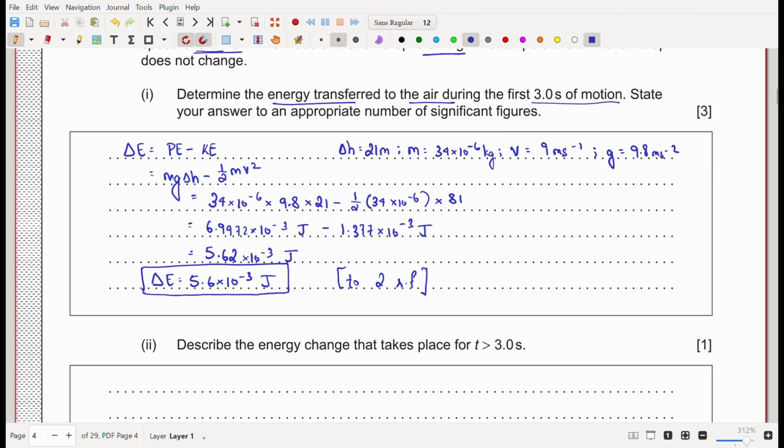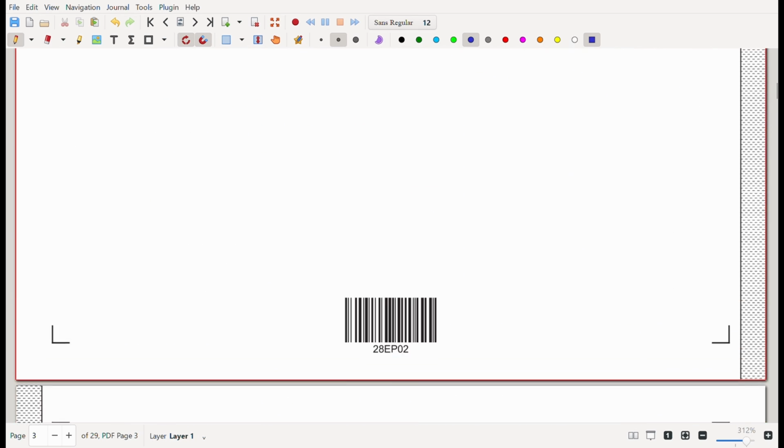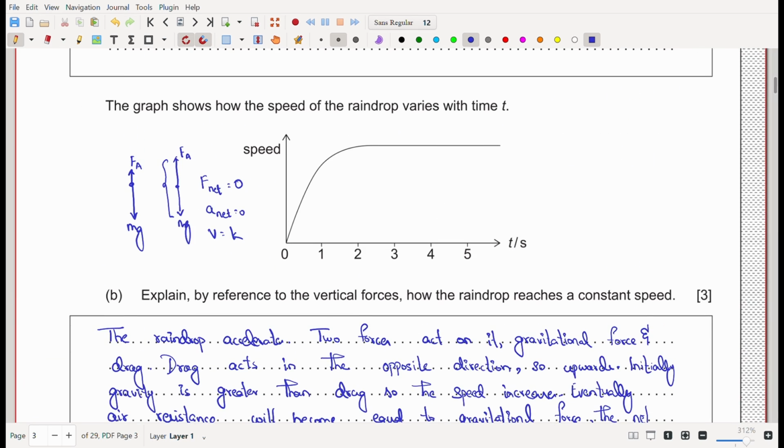Now, moving on to our next question. Describe the energy change that takes place for t greater than 3 seconds. Now, we have to go back to the graph for this one. Here, we see that the speed is increasing. At about 2 seconds, it levels off, but at 3 seconds, it's absolutely dead straight. So, keeping that in mind, this means that no energy is transferred.